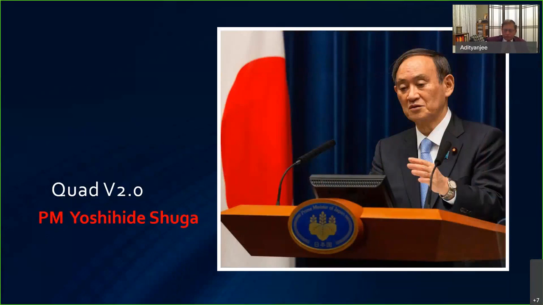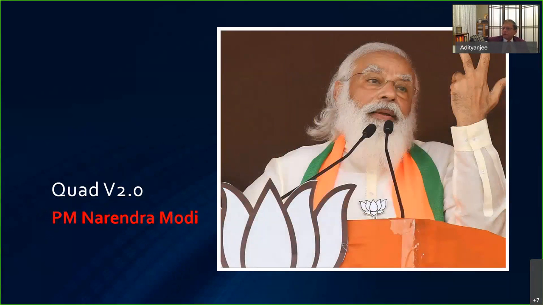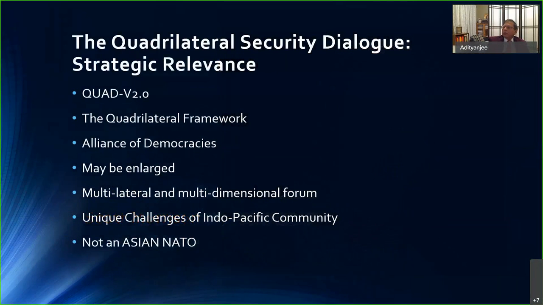So, of course, Prime Minister Abe is no longer the Prime Minister. He resigned last year. Yoshihide Suga took his place and supported the Quad, and of course, Prime Minister Modi, and lastly, Scott Morrison, who you saw doing namaste. So this is Quad 2.0. We no longer call it Quadrilateral Security Dialogue. We call it Quadrilateral Framework.